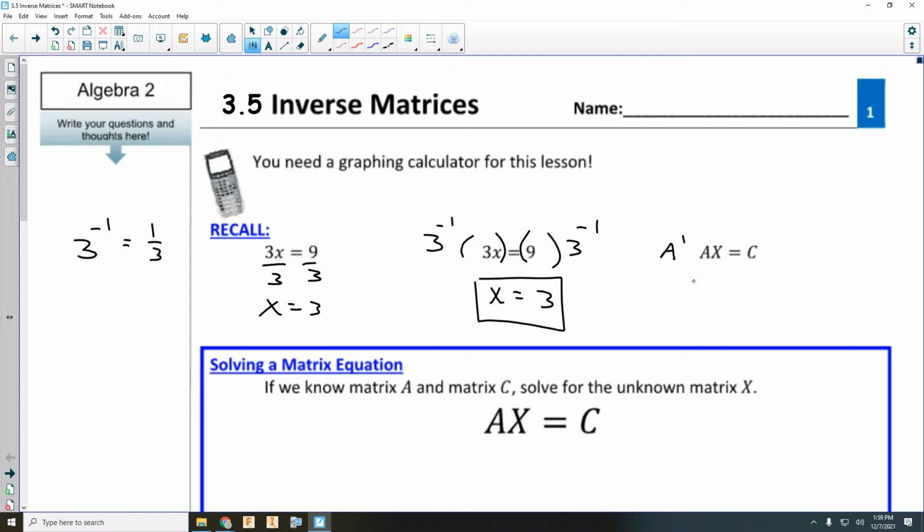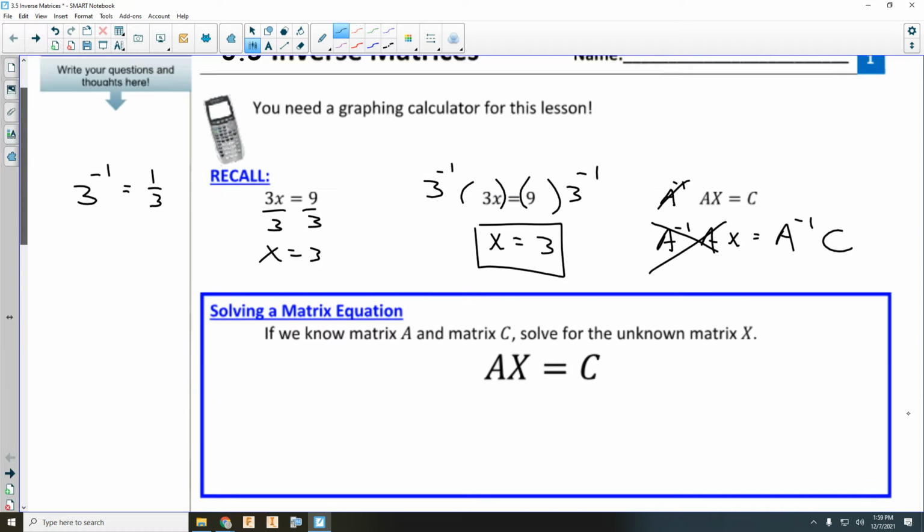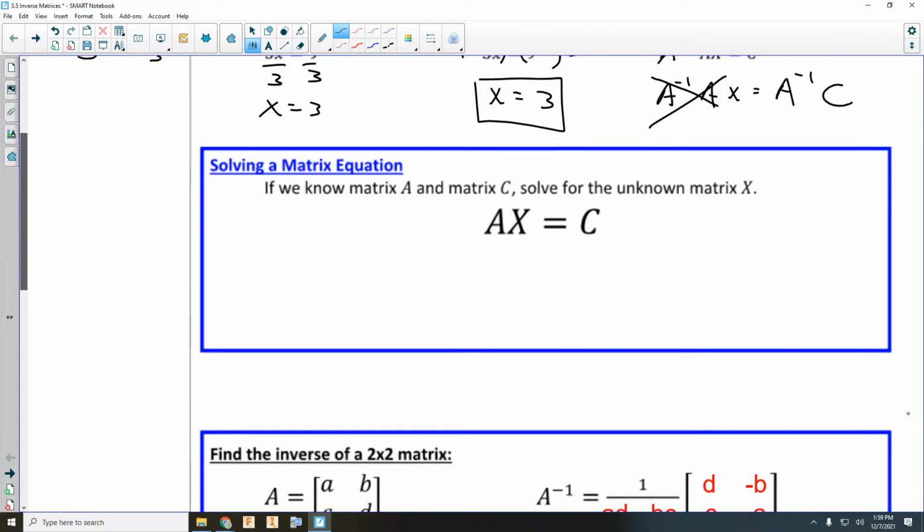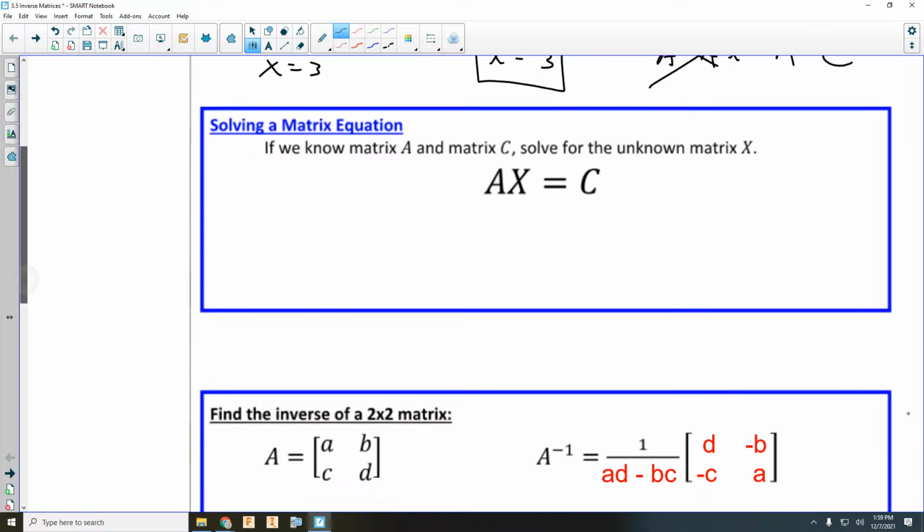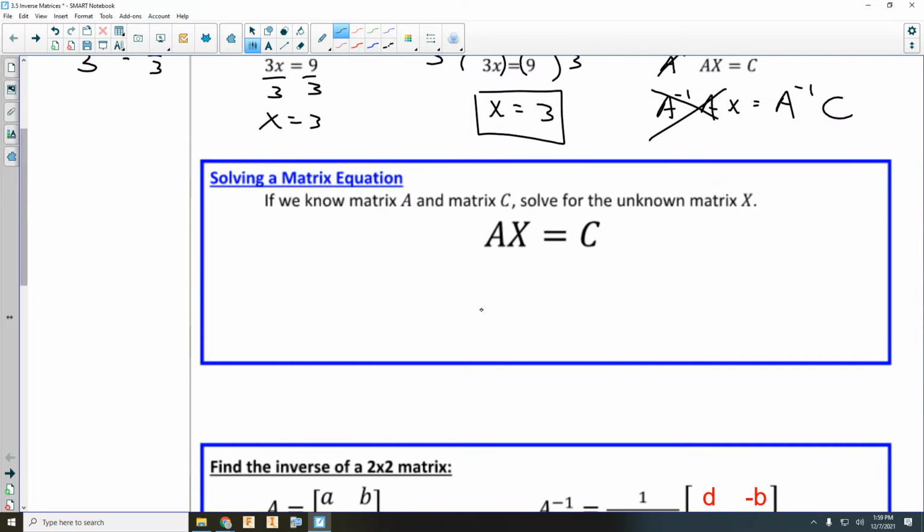So if we multiply both sides, we would have A to the negative 1 times A times X equals A to the negative 1 times C. And those are matrices, and the matrices cancel out. So it's a very similar step, and I know you're freaking out right now, it's something new. It's not. If we know matrix A and matrix C, we can find the unknown, because we will multiply by the inverse of the matrix.